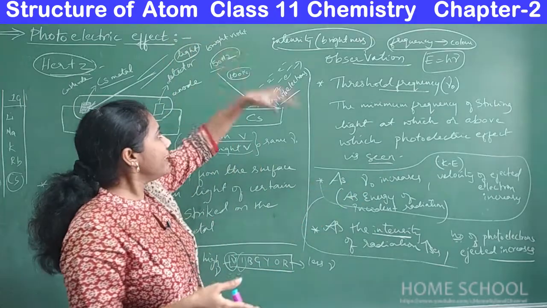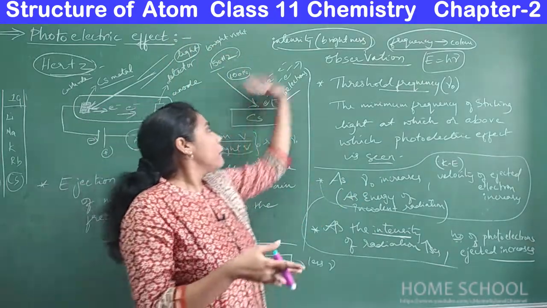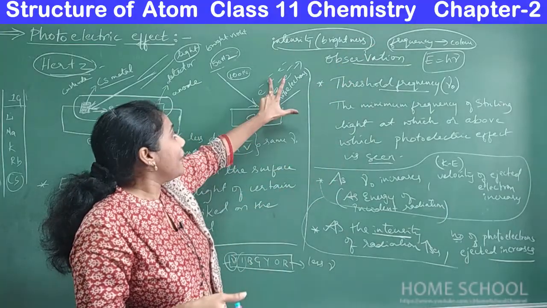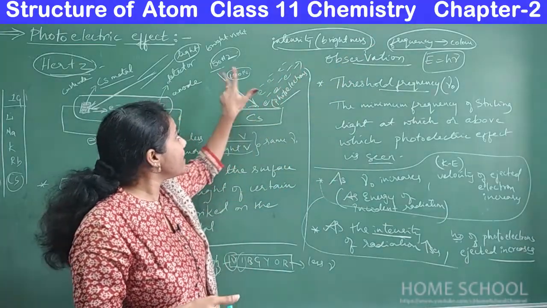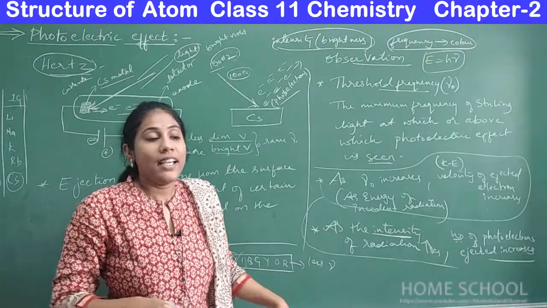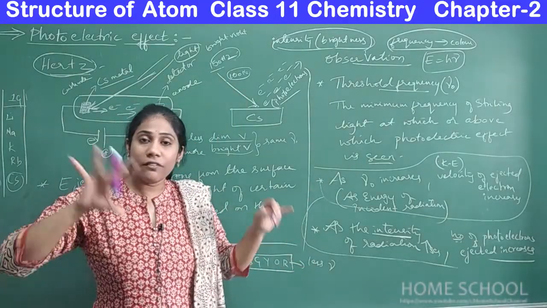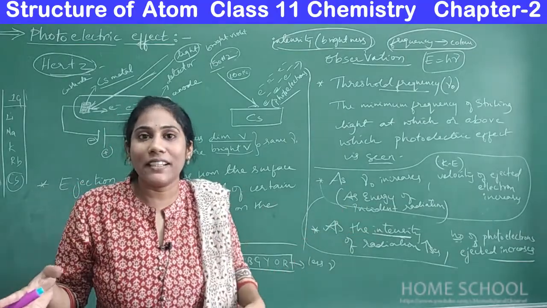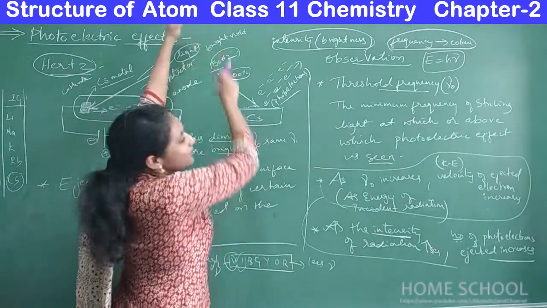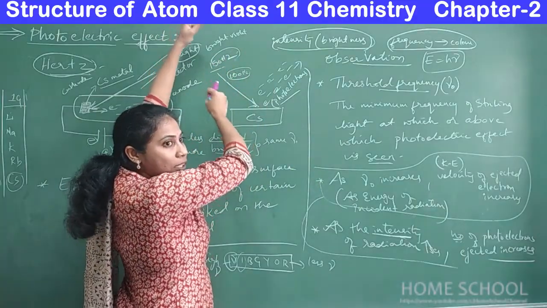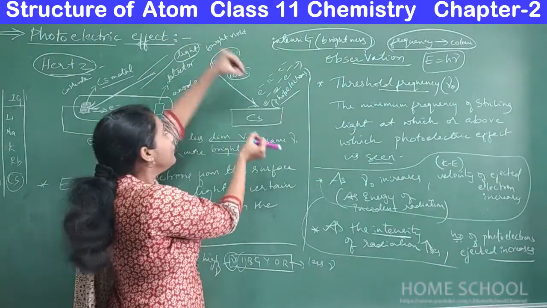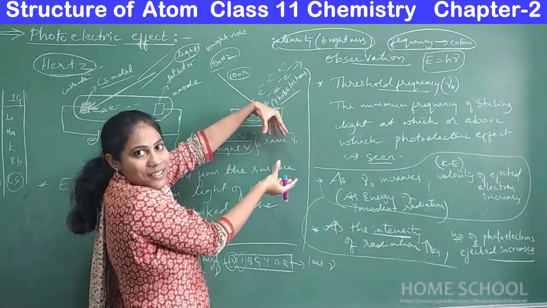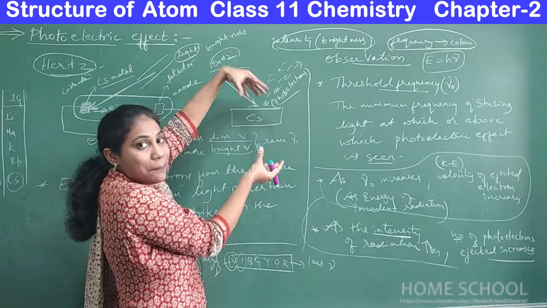If it was a wave, this variation would not be there. Just as you increase the energy, you would have got more and more electrons with high speed. But here the number of electrons ejected was dependent on intensity. Intensity is something you talk about only when something is moving in the form of particles. More bright light means more photons, more particles are striking. Dim light means fewer particles are striking. That's what the meaning is.